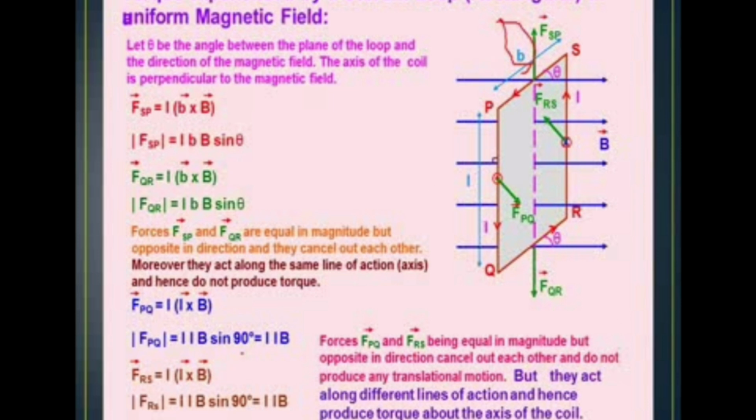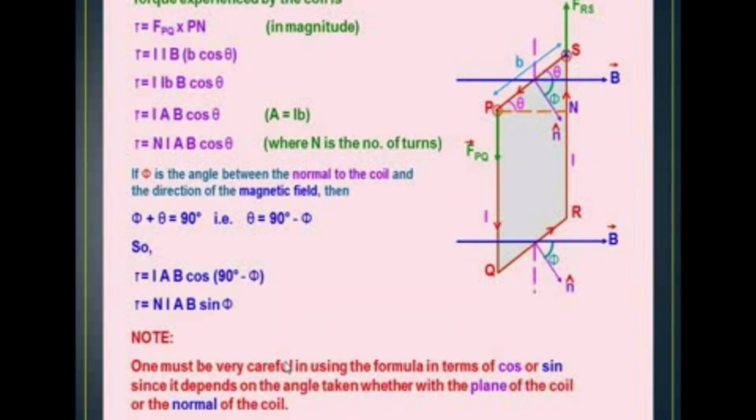These two forces are equal, PQ and this one. And here also the two forces are equal, that is the PS and QR sides. So here the upward force and downward force are equal, and this force and the opposite force, FPQ and FRS, are also equal. The upward force and downward force are equal, so what do they do? The two forces cancel each other. Two equal forces acting in opposite directions cancel each other.